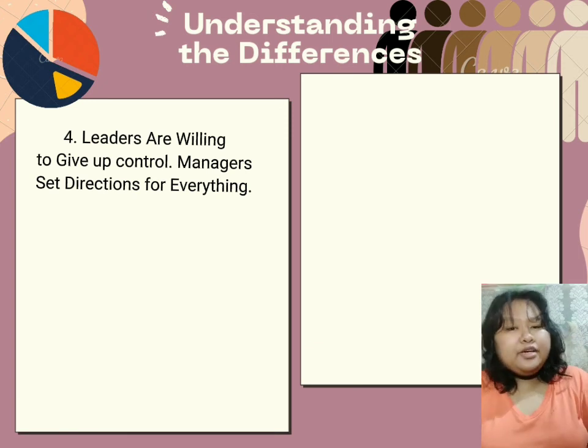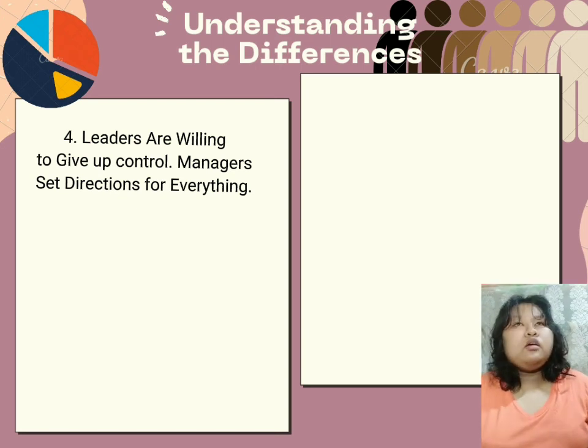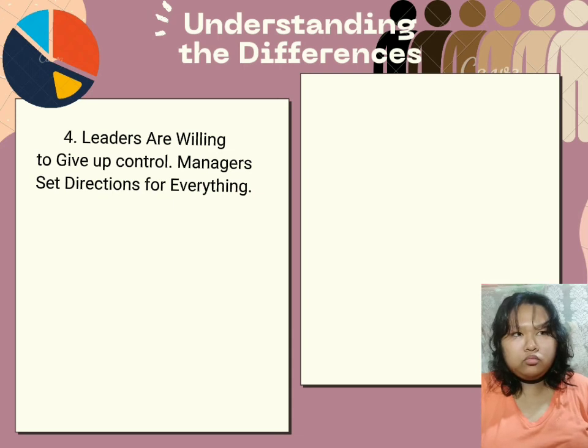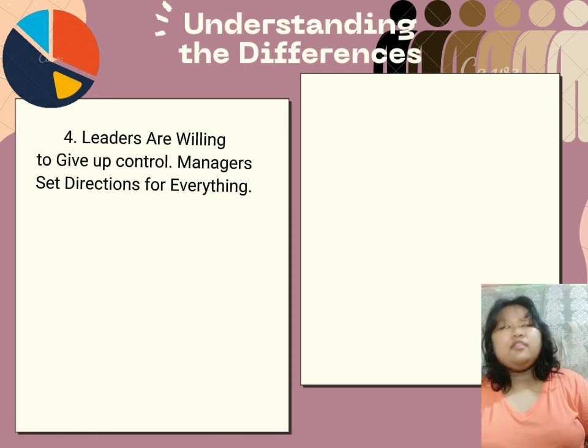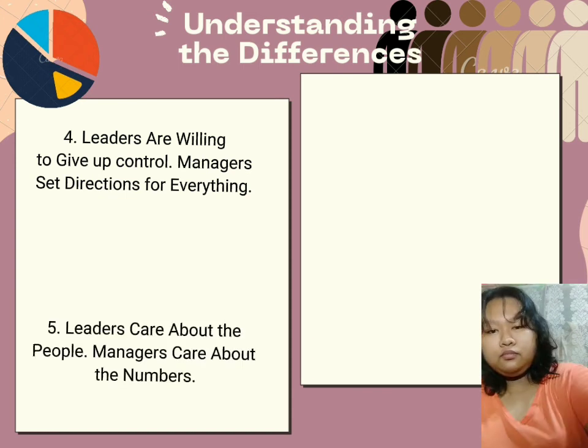Fourthly, leaders are willing to give up control, while managers set direction for everything. When a direct report becomes too proficient, it sends ill-equipped managers into a frenzy. Leaders rejoice and recognize that this person is ready for more responsibility, while managers may be tempted to keep their tasks and projects close at hand. This is where leaders recognize when someone is ready to take on new responsibility, and rejoice in it.